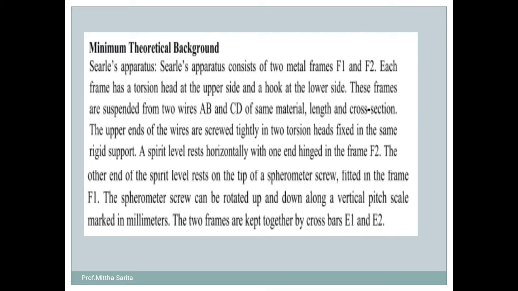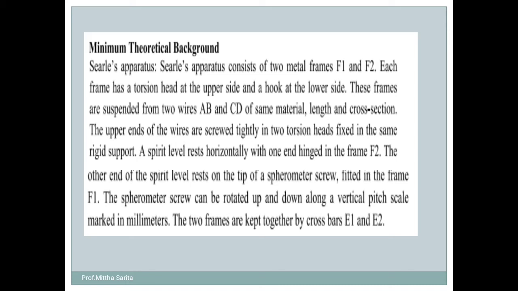Searle's apparatus consists of two metal frames F1 and F2. Each frame has a torsion head at the upper side and a hook at the lower side, and these frames are suspended from two wires AB and CD of the same material, length, and cross section. The upper ends of the wires are screwed tightly in two torsion heads fixed in the same rigid support.